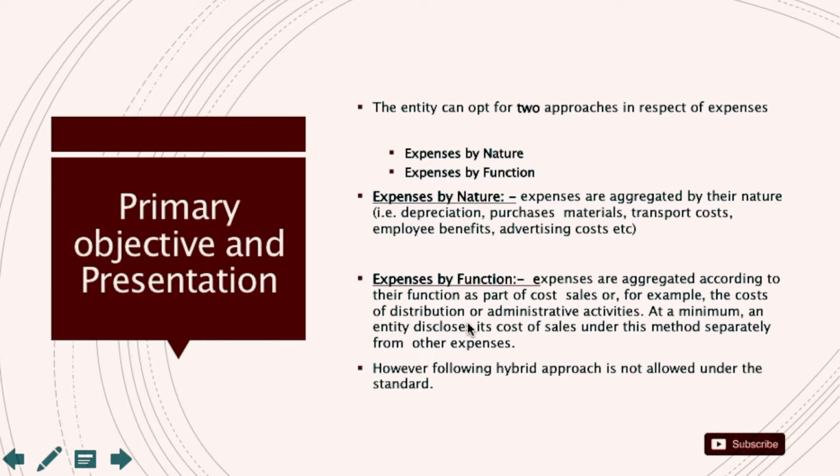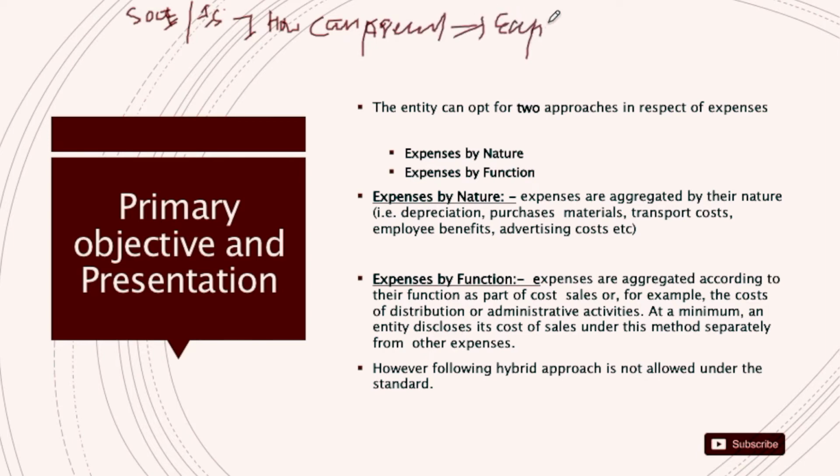An entity can adopt two approaches in respect of expenses: expenses by nature or expenses by function. So, what does that mean? This means that whenever an entity prepares the statement of comprehensive income or the income statement, how they can present the expenses is dealt with under this Section 5, and in this video we will discuss all of this. These expenses can be classified and presented based on either nature or function.